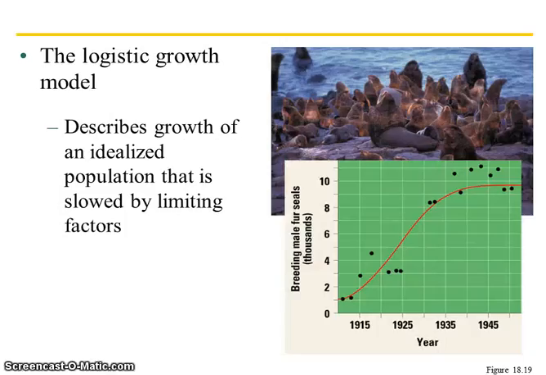So that's why we have more of a logistic growth model. So there it starts out as kind of exponential, but then we slow down. So for example, with seals, that would probably be based on the amount of space that they have, the amount of territory.